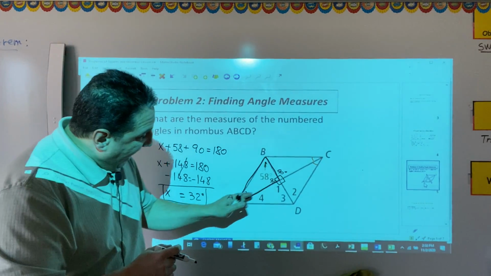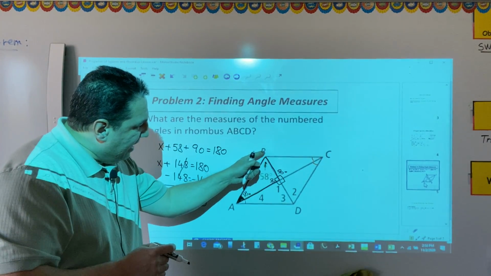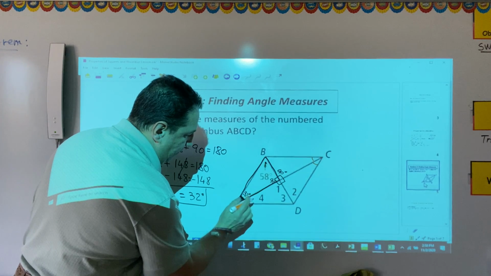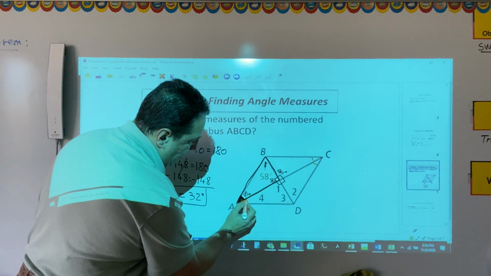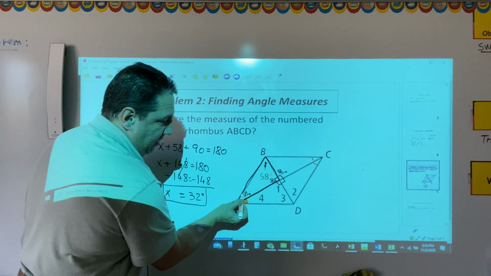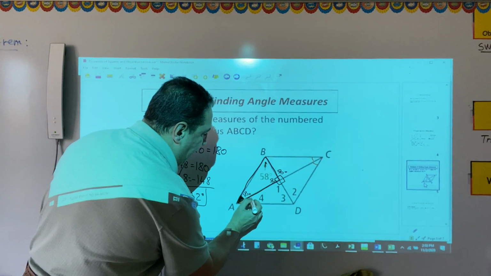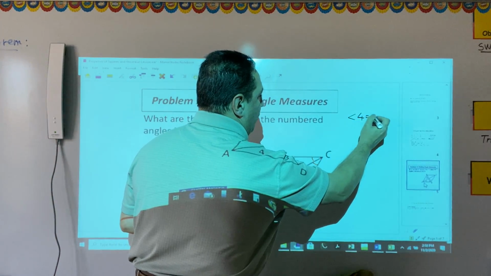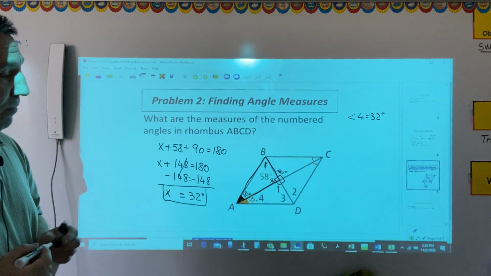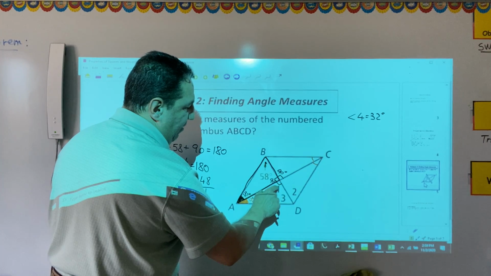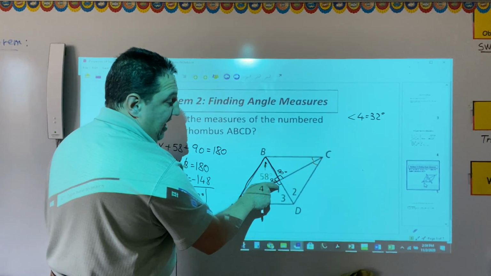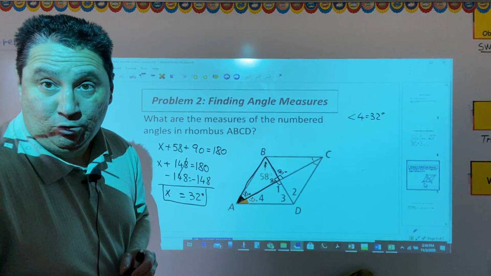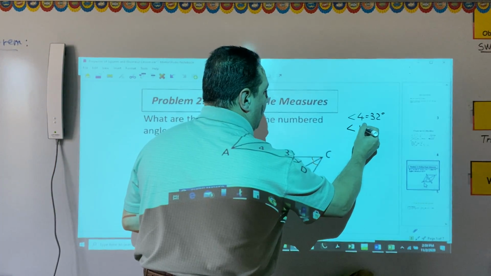But as I said, the diagonal AC bisects angle BAD, which means angle 4, this angle, would be the same as this angle. So angle 4 would be 32 degrees. So let's write it here. Angle 4 equals 32 degrees. Now, what's next? We can find angle 1. Angle 1 is 90 degrees, because the diagonals are perpendicular to each other. So angle 1 would be 90 degrees.